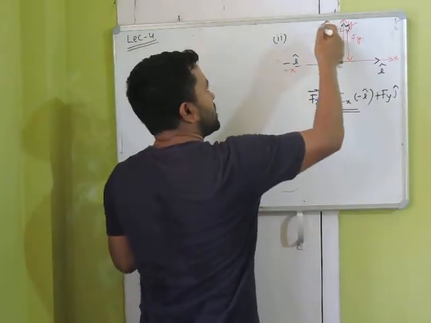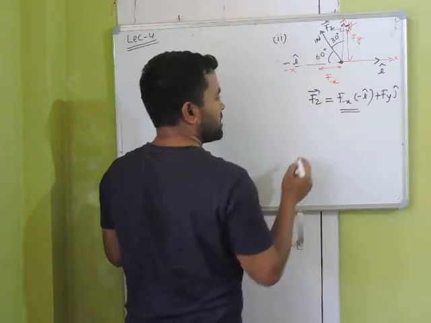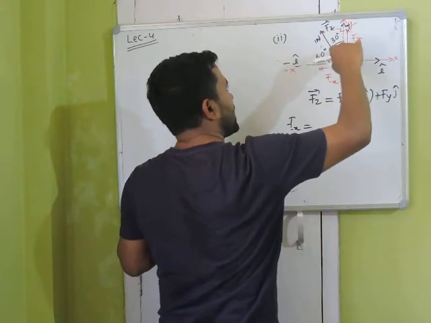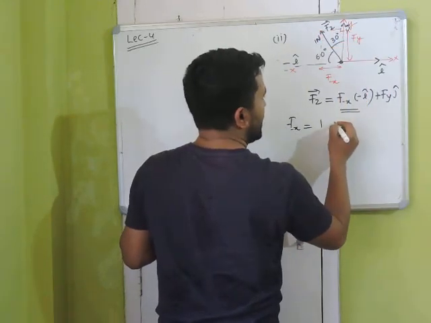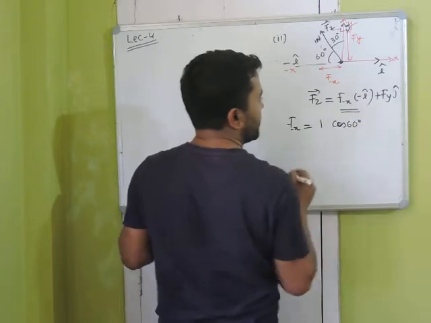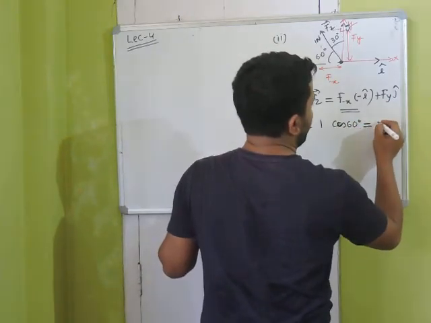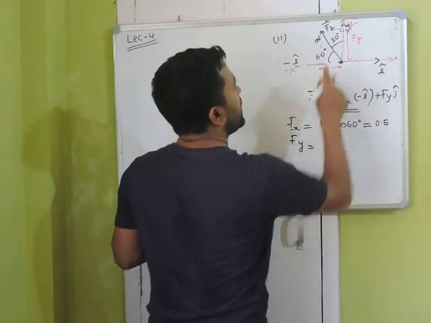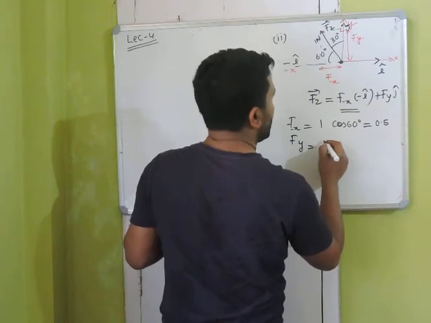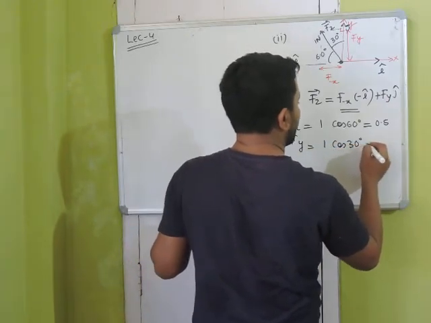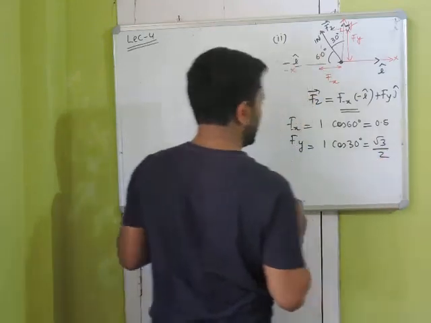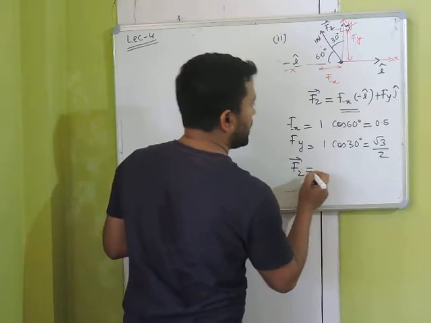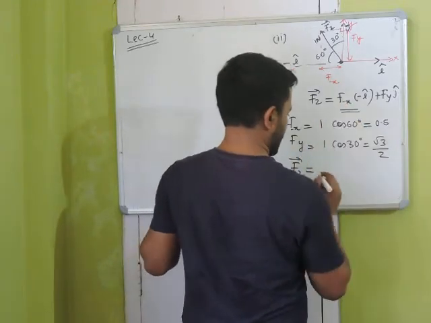Now, this force has components along minus x and y. What is F minus x? It will be nothing but the force, which is 1, times the cosine of the angle. So 1 times cos 60 degrees, which is half, so I am writing 0.5. And what is Fy? It is making 30 degrees, so 1 times cos 30 degrees, root 3 by 2. So my force in terms of components will become F2, and this is equal to minus x.